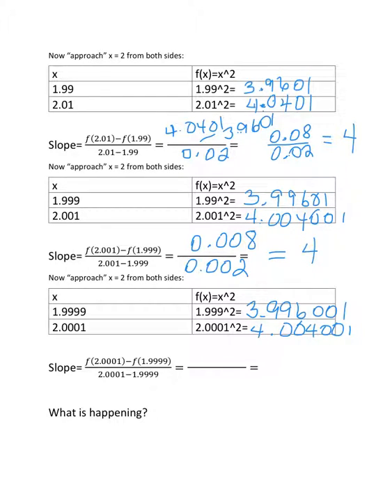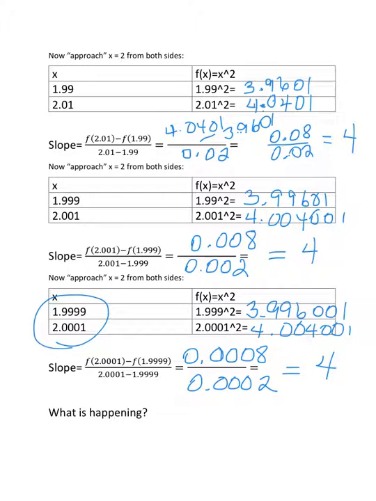And once again, the difference here is going to give us 0.0008, and the difference between 1.999 and 2.0001. And we're going to divide 8 10,000ths by 2 10,000ths, and again, that ratio is 4.